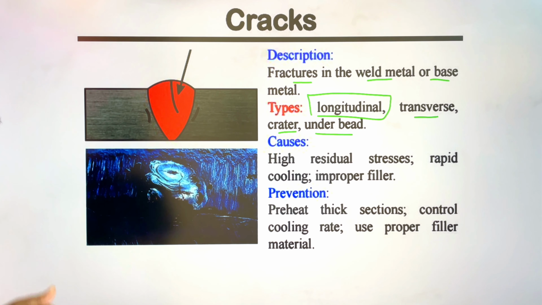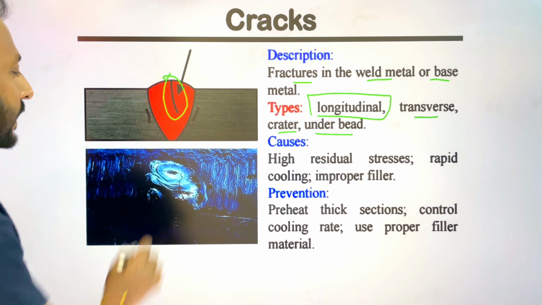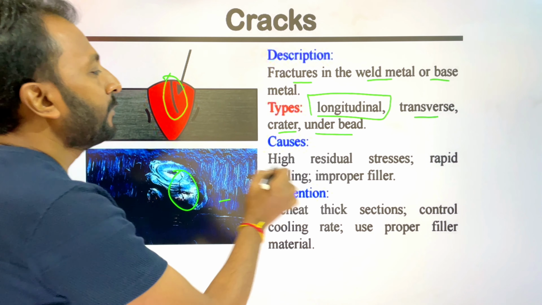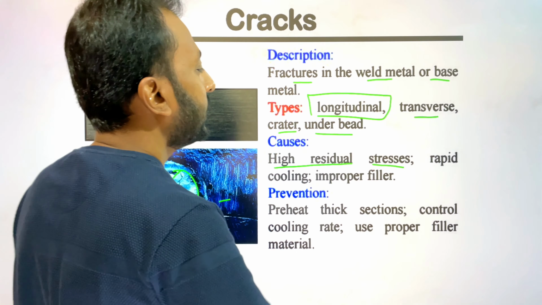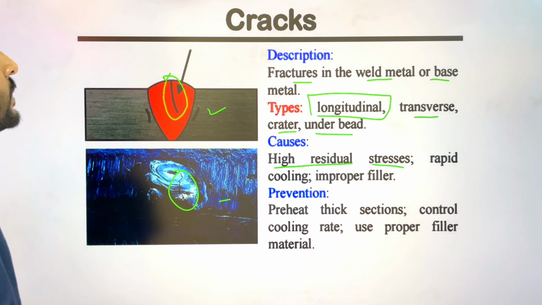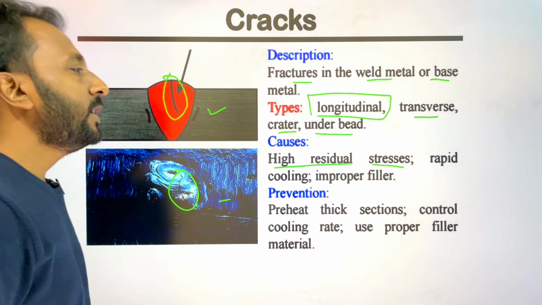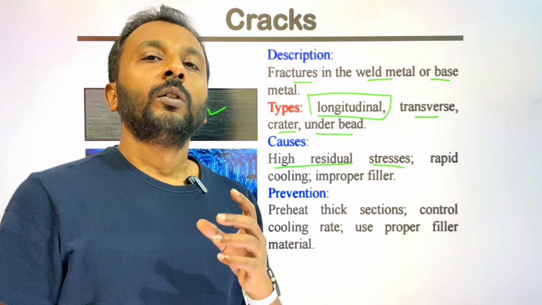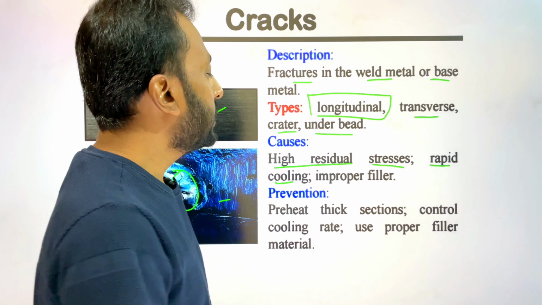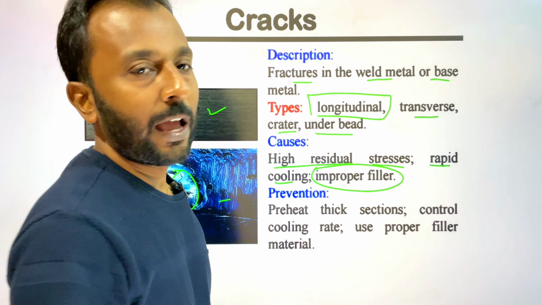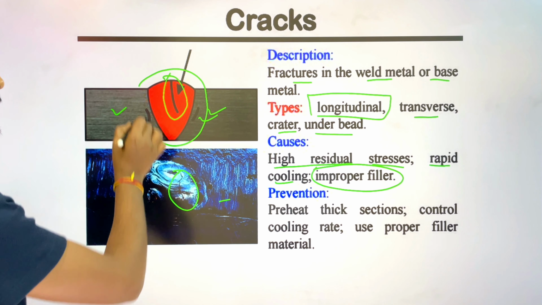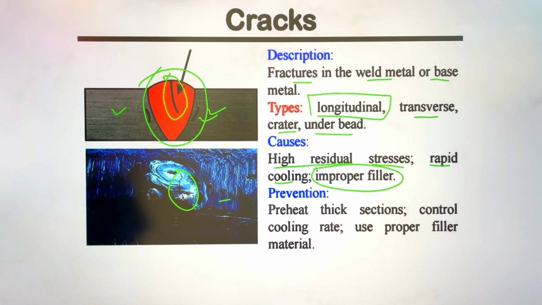So why do cracks happen? In this figure we can see this is the crack. Also in this figure we can see these are the cracks. If residual stresses become high between the welding metals, then it can happen. Also if we cool the weld metal at a rapid speed, then it can happen. Also if we use improper filler metal, then it can happen. So if stress occurs between the metals and the welding zone, then it can happen.